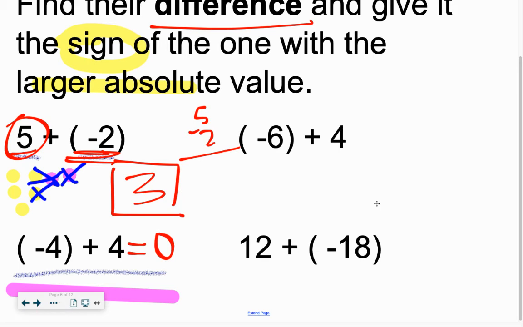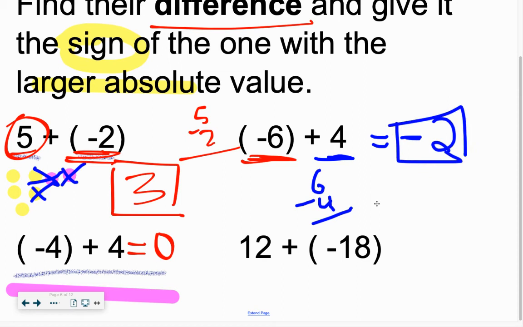Whether you want to think money, you can think money. You owe Mr. Walls $6 because owing me money is a negative thing. But then you bring $4 to school. Can you pay your debt in full? No, you can't. Well, then you owe me money. Owing me money is a negative thing. How much do you owe me? Well, what's the difference between 6 and 4? The answer is negative 2.